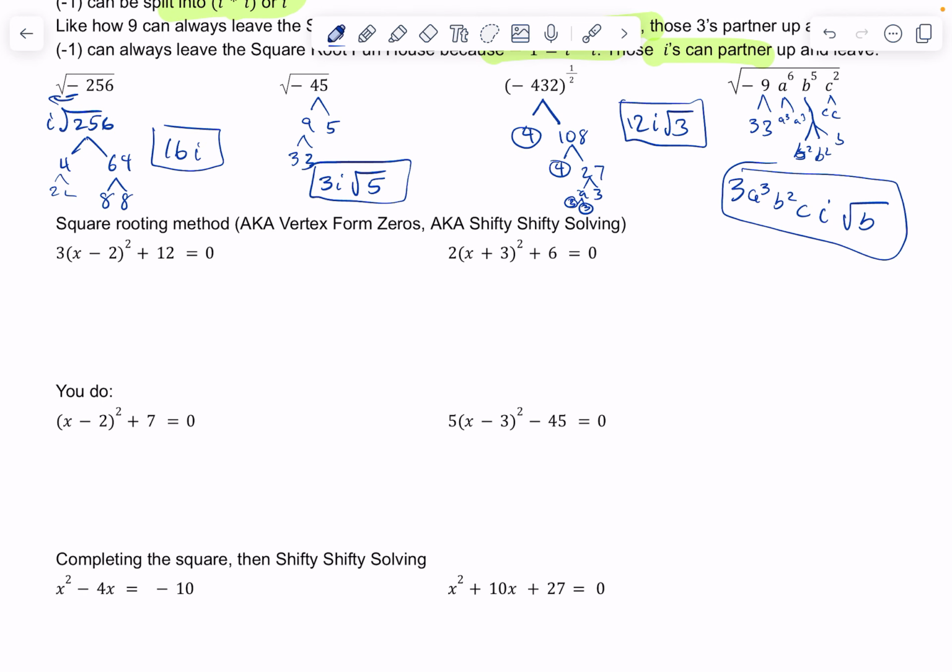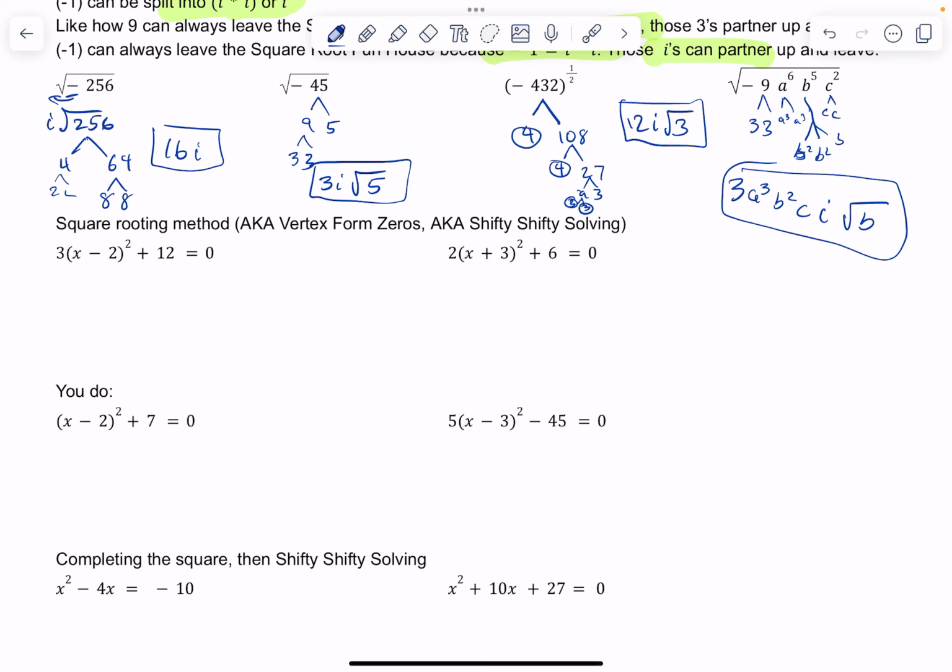The other way of solving a quadratic is using the square root method. It's also, in my mind, the shifty solution, because if you look at this, it looks very, very similar to how we had set up to get shifty for the vertex form, aka vertex form zeros or shifty solutions. I like alliterations, so bear with me on my naming conventions.